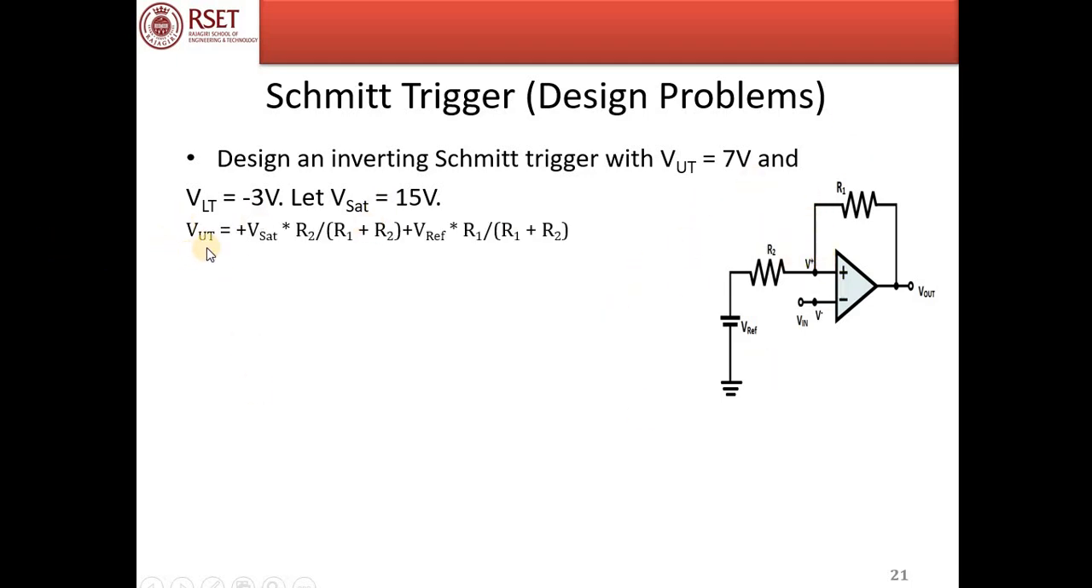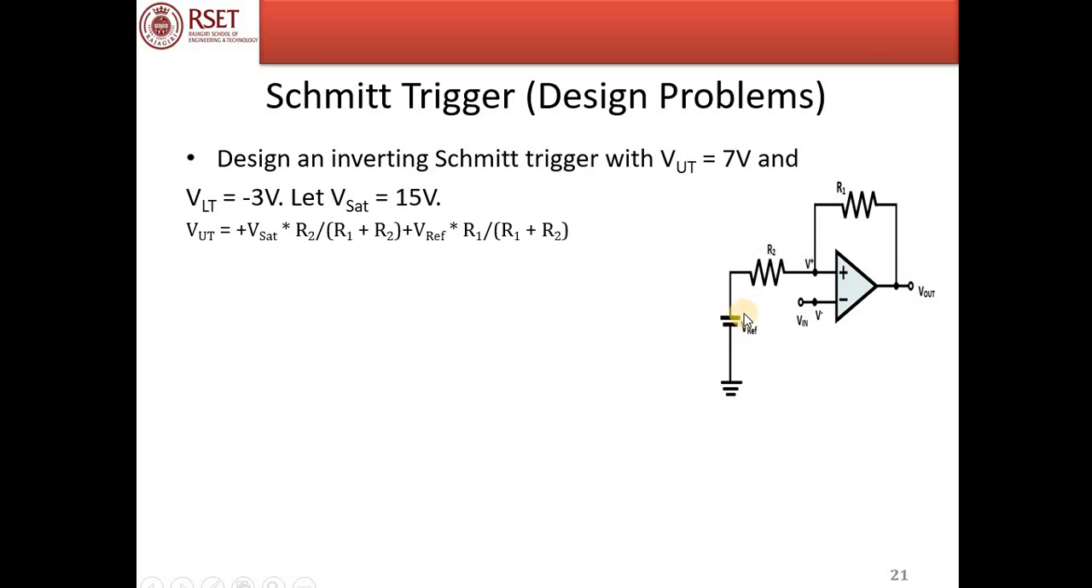V plus, or VUT, upper threshold voltage, is equal to plus Vsat into R2 by R1 plus R2. That is the contribution due to V output. And now consider V reference with V output grounded, plus V reference into R1 divided by R1 plus R2. We need to write the equation for V plus. Since there are two voltages contributing to V plus, we need to apply the principle of superposition. We will first consider V output.